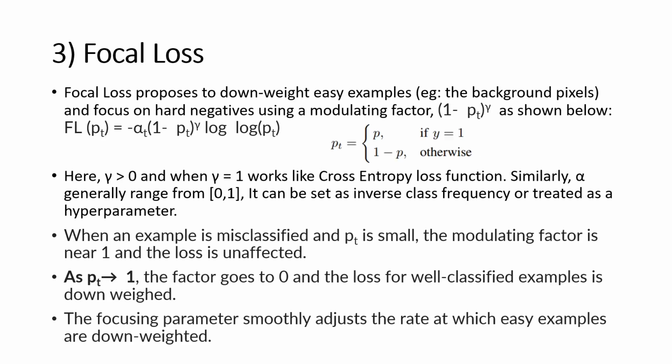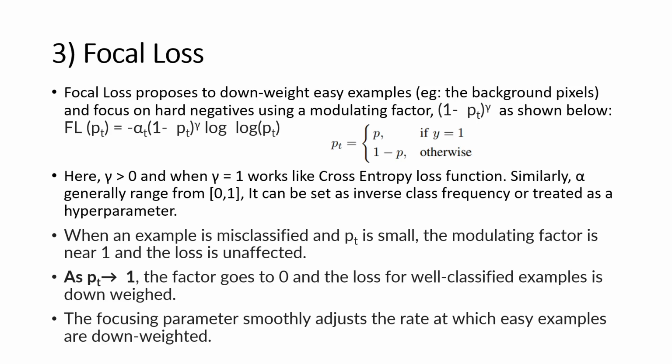Then we have focal loss. Focal loss proposes to weigh down easy examples, for example the background pixels, which might be very easily classifiable. This is because the background pixels are generally much greater in number than the foreground ones that we are actually interested in. So we focus on the hard negatives using a modulating factor, which is 1 minus p_t to the power gamma, as shown below. Here p_t is basically the probability of the label. That is, this is equal to p if y is equal to 1, or 1 minus p otherwise.